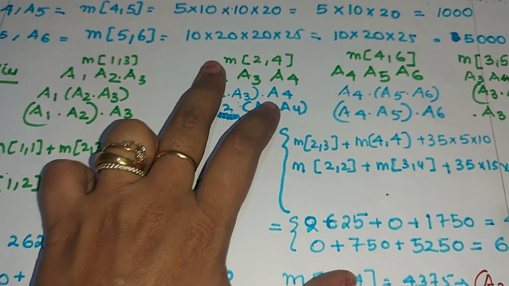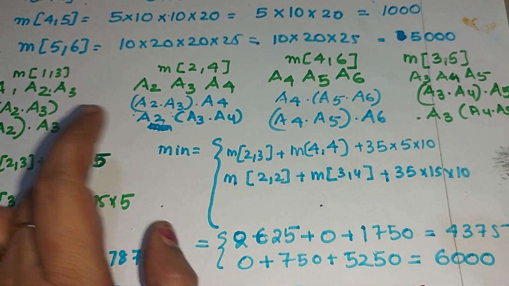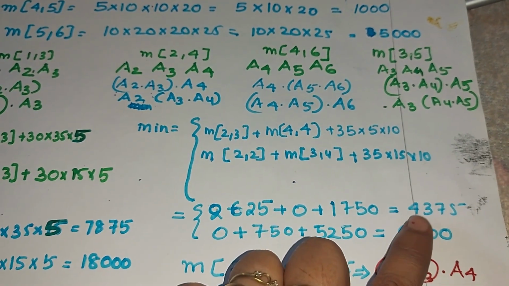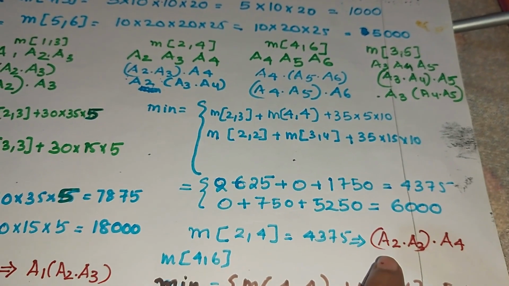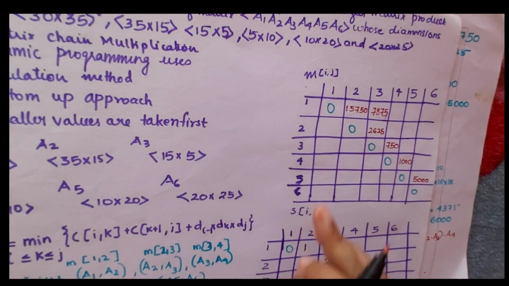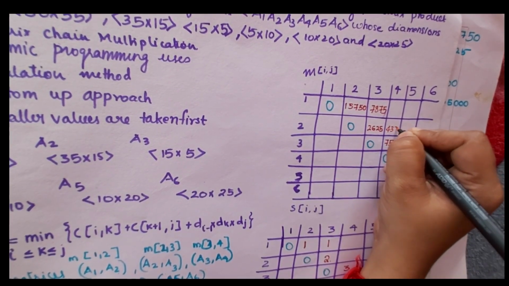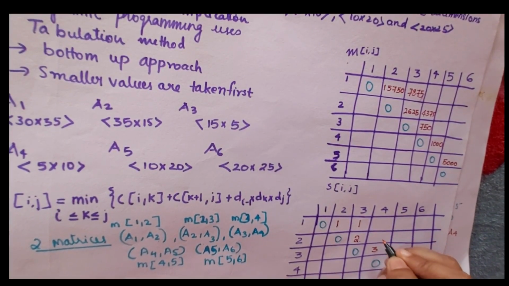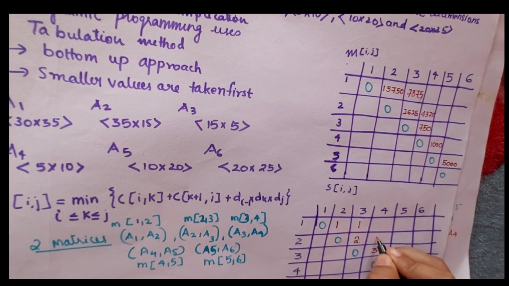Okay. So next combination is M2,4. So that is having 2 splits. Similarly, what you have done here will be done here also. So from that you will get the smallest value 4375. This has come from M2,4. The split has occurred from the third point. So 2,4 will be written as 4375, and the split is happening from the third one. So 2,4 is written as 3 here.